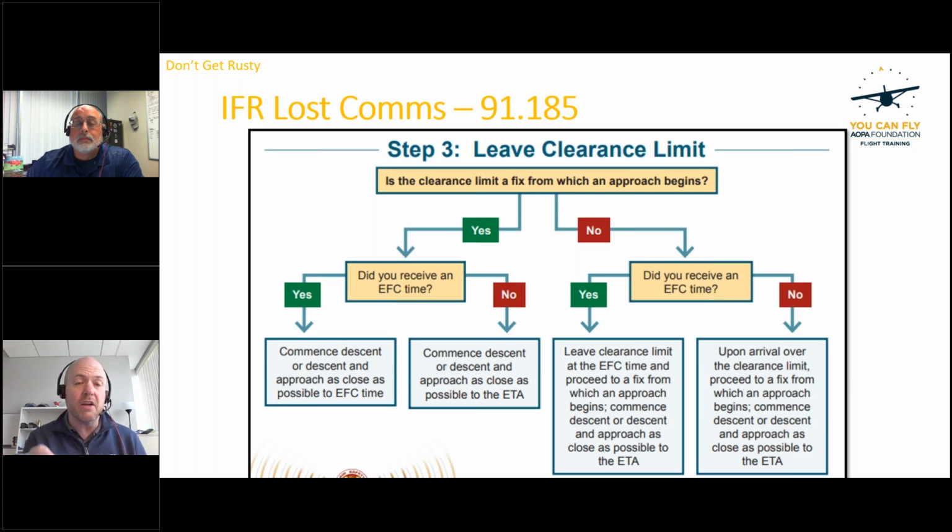It shows you right here: is the clearance limit a fix from which an approach begins? Yes or no? And then it lays it out for you. I found this a much easier way, so I just wanted to share that with you. Having this graphical layout of those regs makes it easier to follow the flow chart. If you had this in the cockpit, maybe you could use it if you did lose comms. But reviewing it before you go flying is a good idea, because that way I'm not trying to look up stuff on my tablet while I'm flying on instruments and have lost comms at the same time.